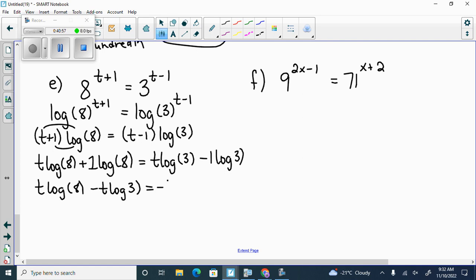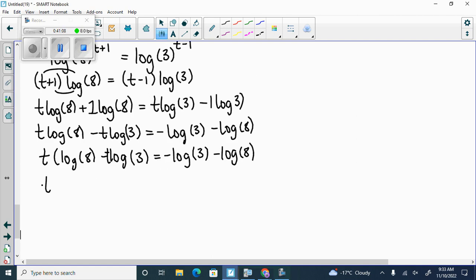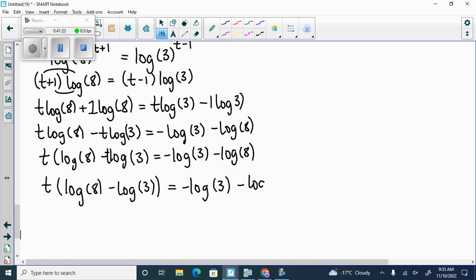So for this one, we could take the t out. We're left with log 8 minus log 3 equals negative log 3. Even if you move it to the other side, even if you pick the other side to move the t's to and the logs to, when you divide them out, you will get the same answer.